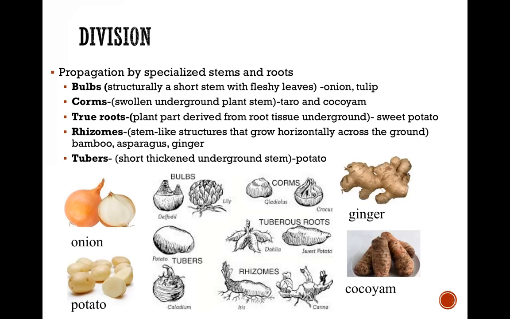The next category are rhizomes. These are stem-like, so very similar to a corm, except that they grow horizontally underground. A common example would be bamboo or ginger or asparagus. And the last group are the tubers. These are also underground stems, but they differ from the corm in that they are short and thickened. You can see that the white potato is the best example of that.